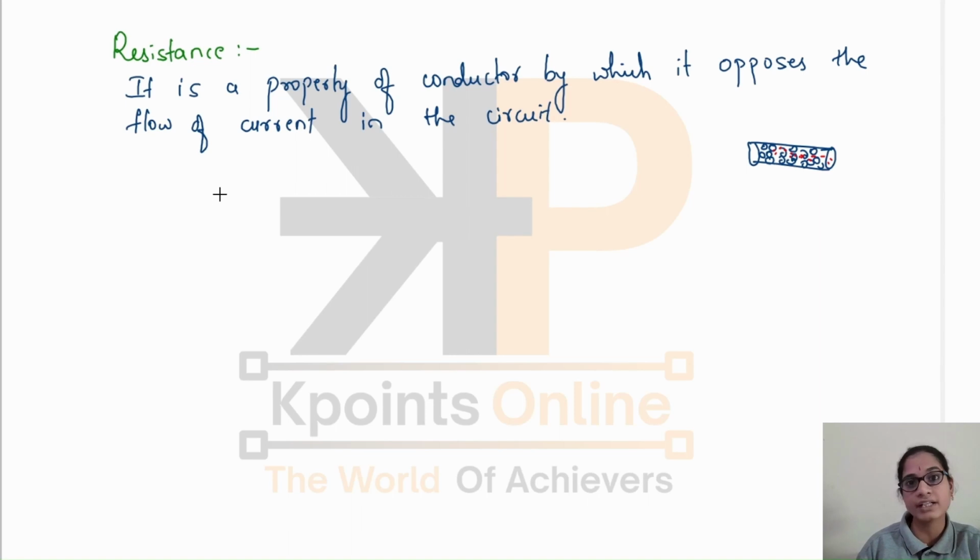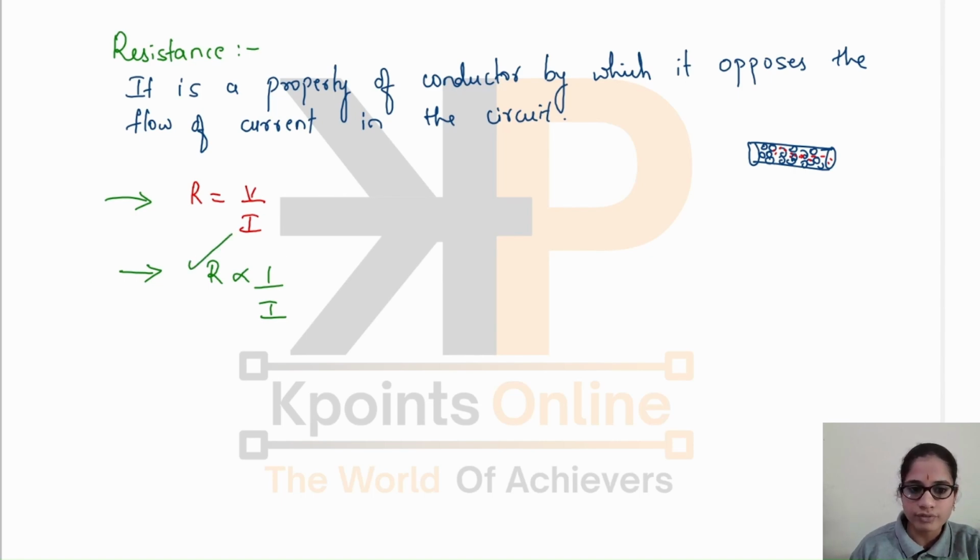Different materials have different resistance. Some materials have very less resistance. Some materials have more resistance. More the resistance, less is the current. Less the resistance, more will be the current. We know that from Ohm's law, R is equal to V upon I, which means R is inversely proportional to I. So if there is more resistance, then less will be the current. Less the resistance, more will be the current.